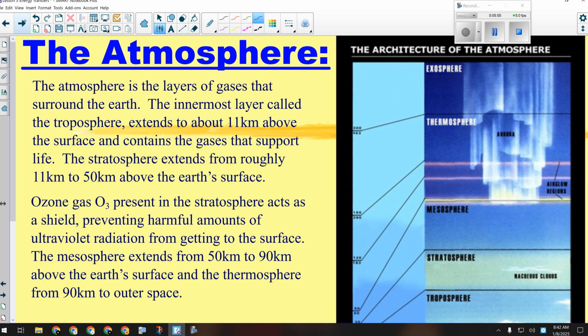All right, so the atmosphere is the layers of gases that surround the Earth. The part that we live in is called the troposphere. That's where the air is the most dense, where the most oxygen is present, all of that kind of stuff. Above that is the stratosphere. Basically all life exists in the troposphere. After that, life doesn't exist.